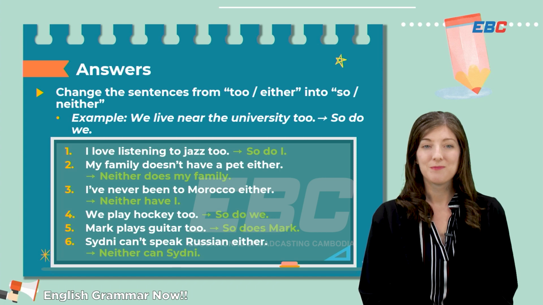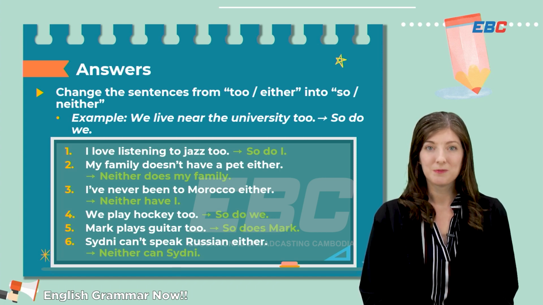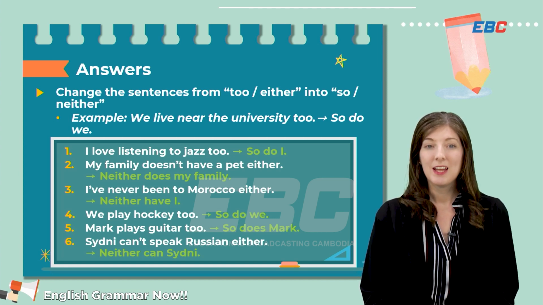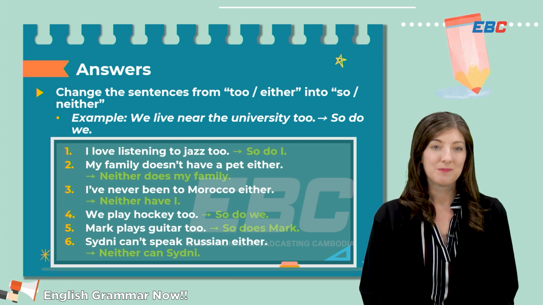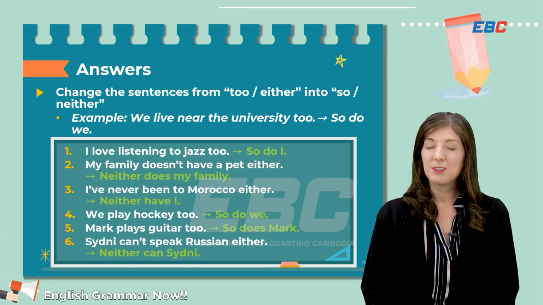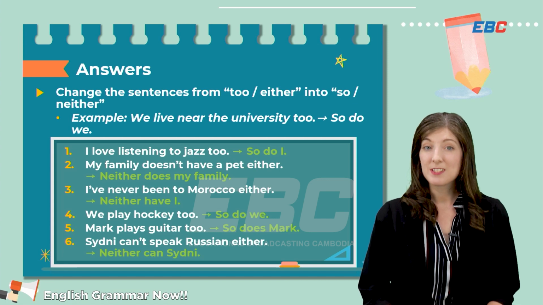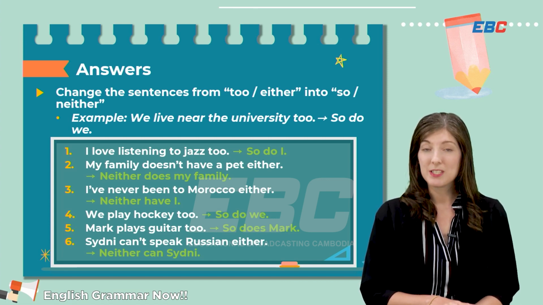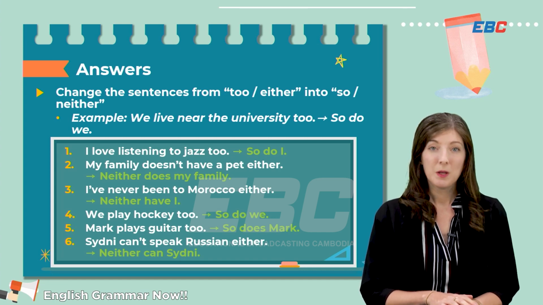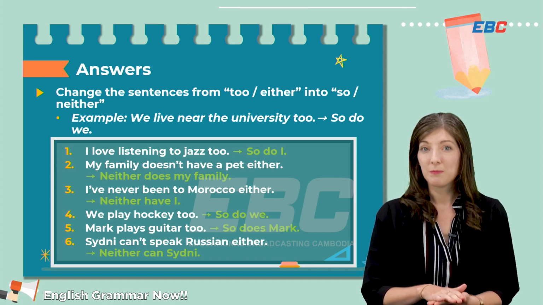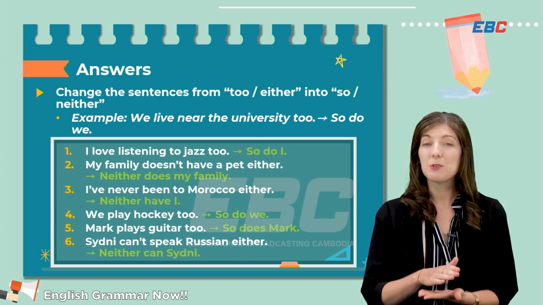Number 5, Mark plays guitar too. We could change it into so does Mark. And number 6, Sydney can't speak Russian either. We could change it into neither can Sydney. So remember, for each of these, if it's a positive statement, we will use so. If it's a negative statement, we will use neither. But remember to change the verb from a negative verb into a positive verb.